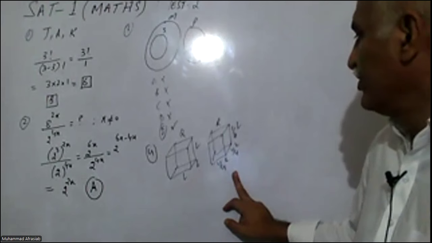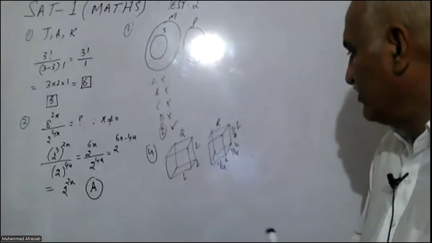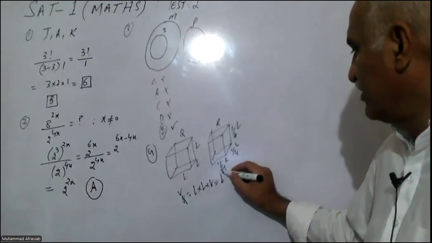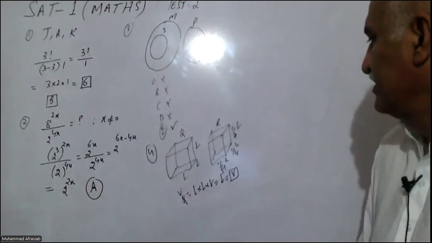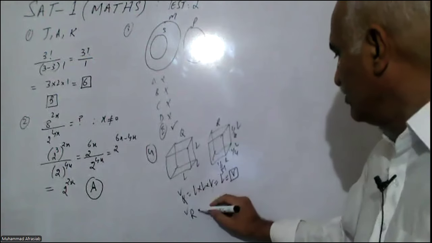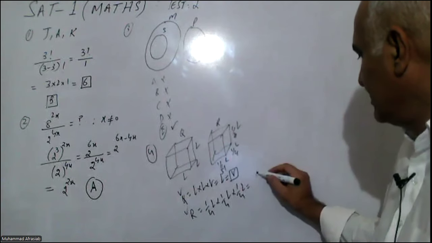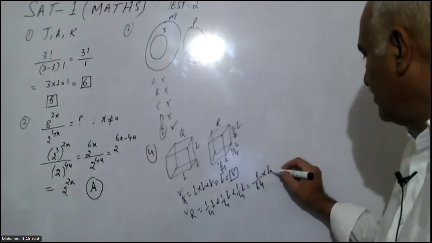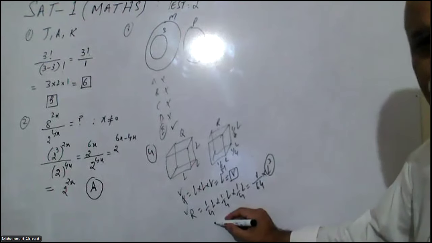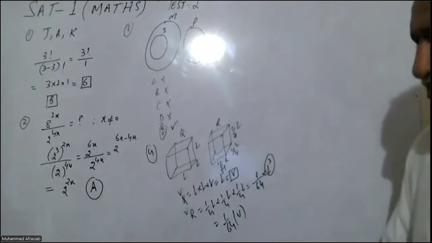Let's say there are two cubes, we have drawn them. Cube Q has a volume V. The volume of a cube is L into L into L, that is L cube, and that is denoted by V. Now the volume of R is equal to 1/4 of L, 1/4 of L, 1/4 of L, and that is equal to 1/64 into L cube. But L cube itself is equal to V. So this is equal to 1/64 of V. And that is the choice.